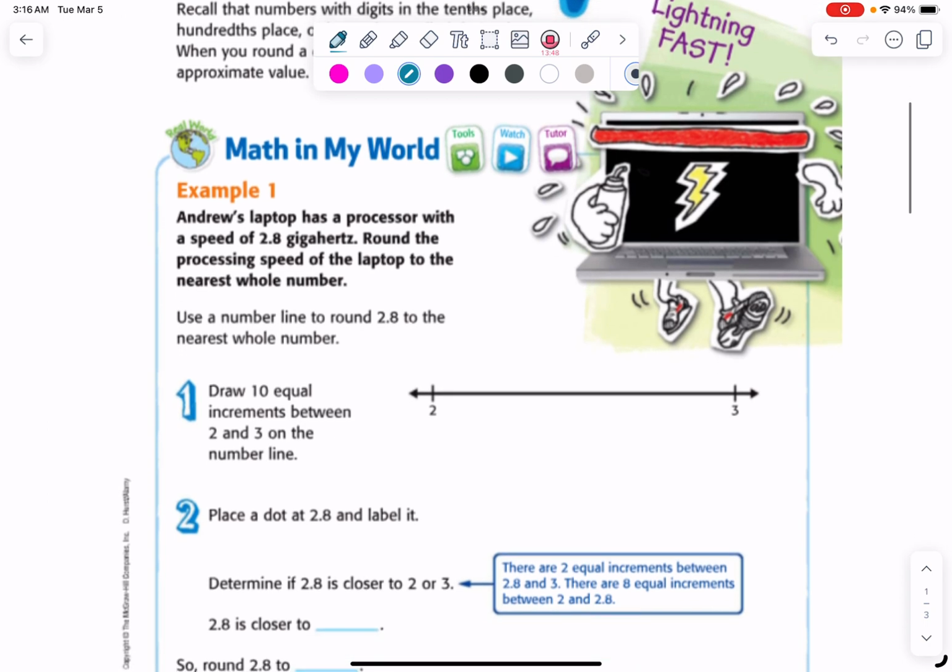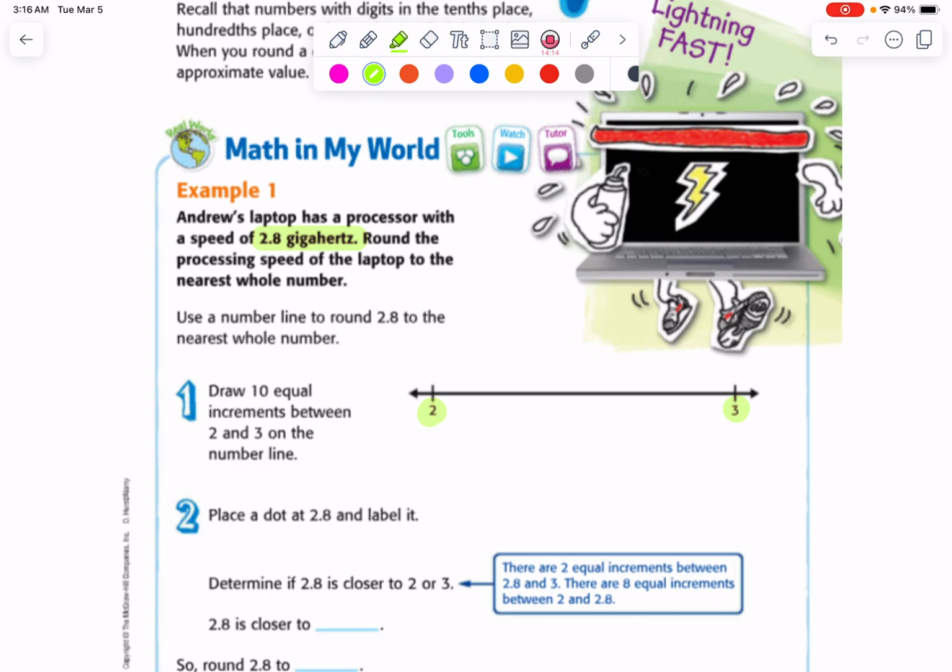So let's take a look at this example. Andrew's laptop has a processor with a speed of 2.8 gigahertz. Important information, underline it. So we're going to round the processing speed of the laptop to the nearest whole number. So if it's 2.8, it's either going to be 3 or 2, okay?